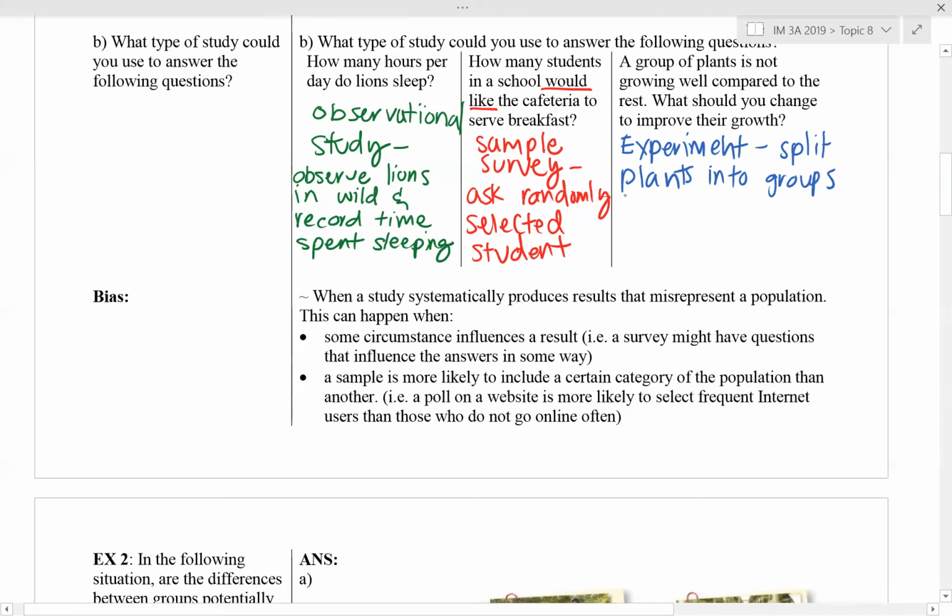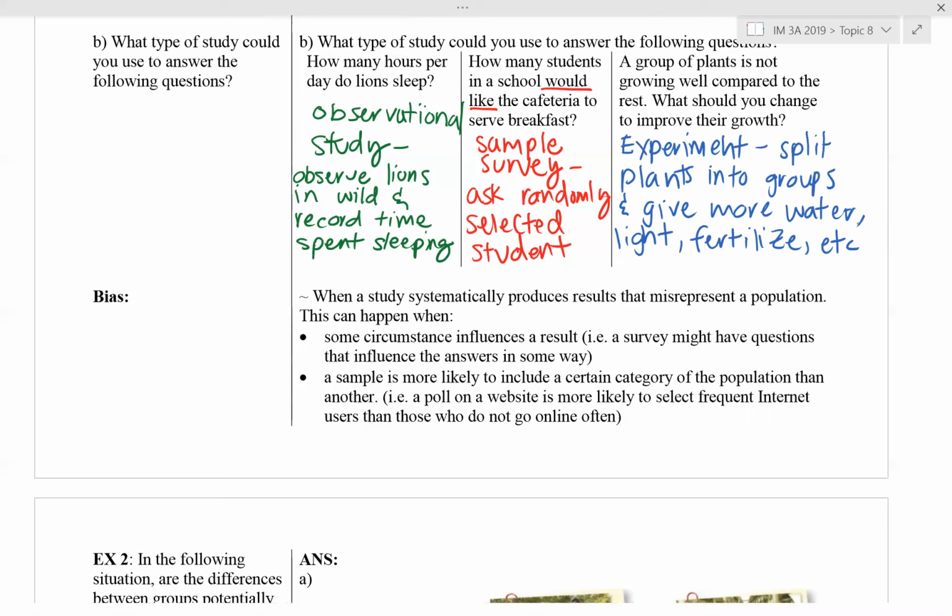And provide things like more water, light, fertilizer, and compare that to the plants in their original state. So looking at these three main types of studies, we're going to move into looking at bias.